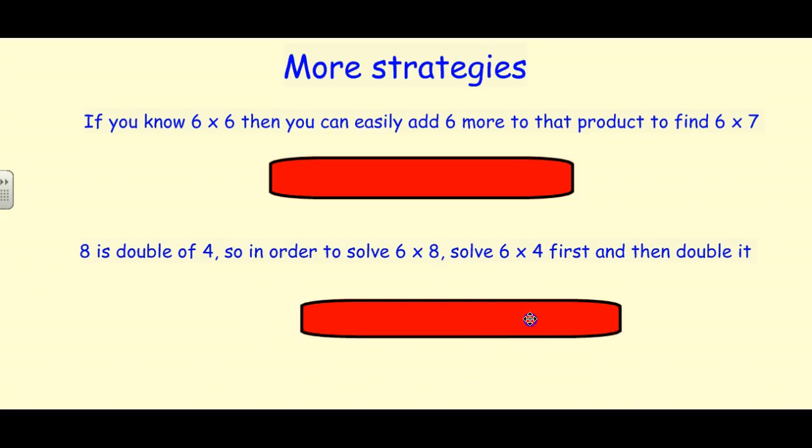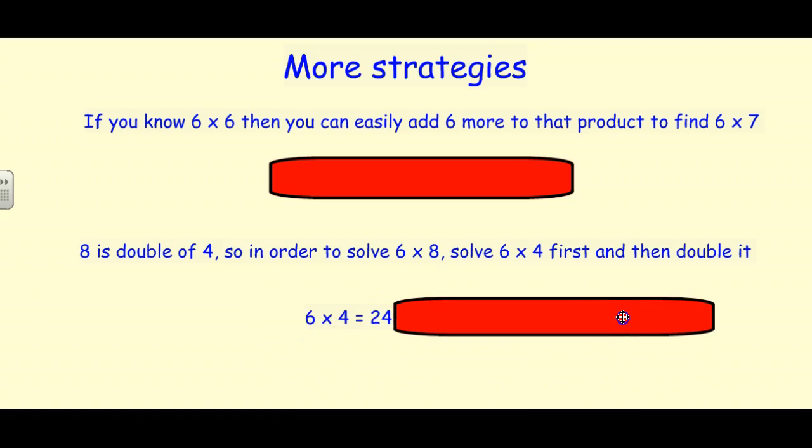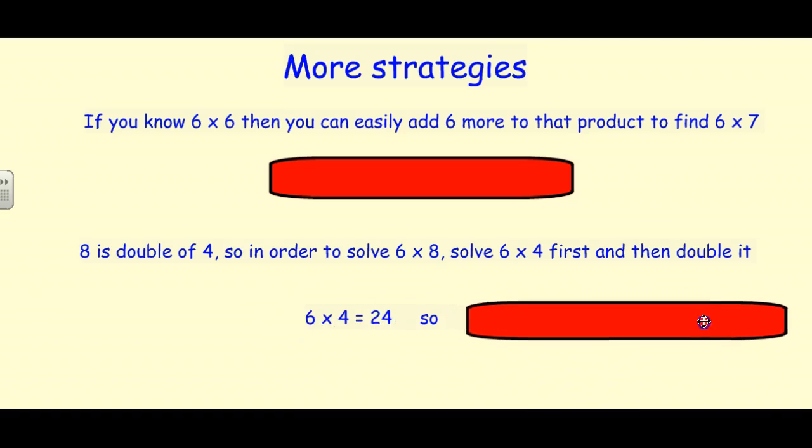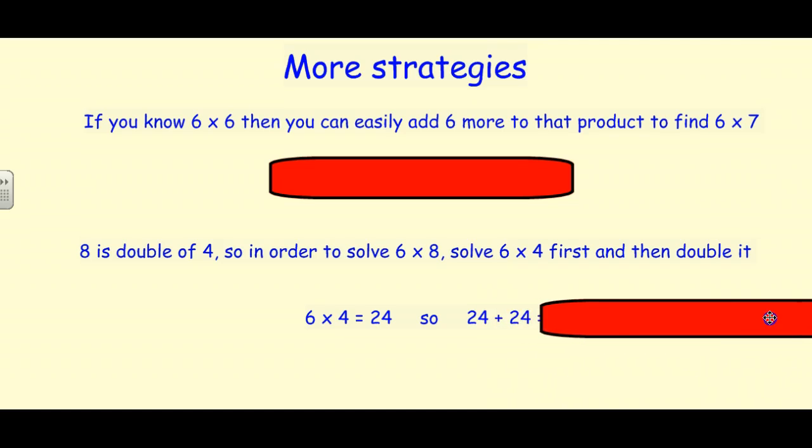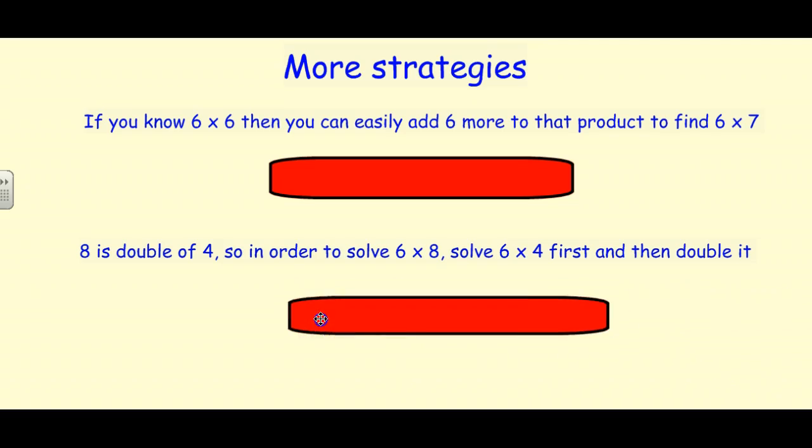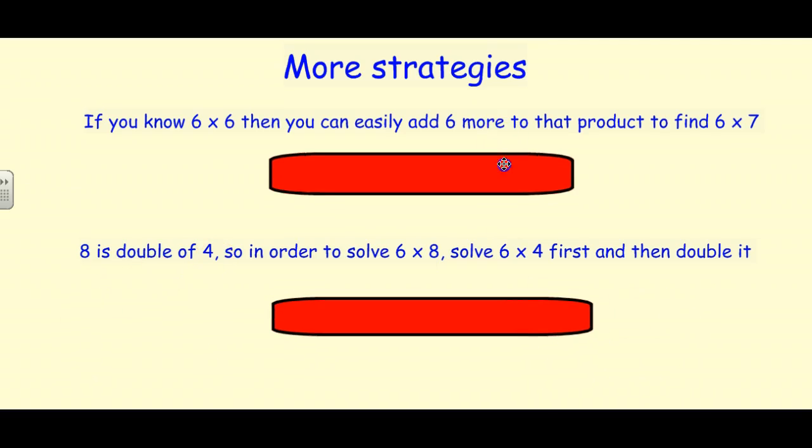So the first thing I'm going to do is 6 times 4, and I know that's 24. So now I'm going to double 24 by adding 24 and 24 together, and that's going to give me 48. So 6 times 8 is 48. And like I said before, you can do this with any equation that is multiplying by 8. Drop it down to multiplying by 4, and then double your answer.